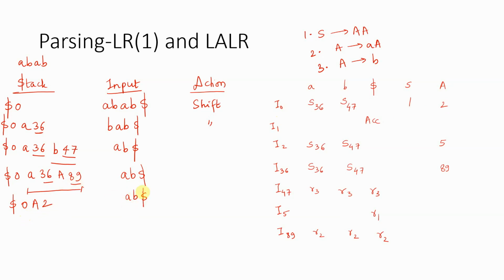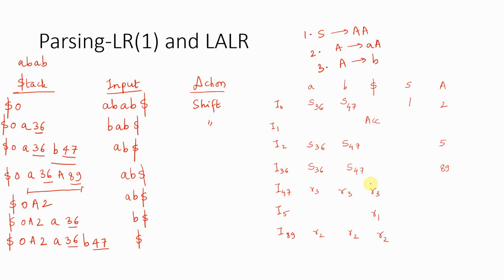Okay, then 2 on A. 2 on A gives you S36. So again a shift operation, 0A, 2, shift this A and write the next state, that is 36 B $. Then 36 on B. 36 on B is again a shift operation. So I'll shift B and write the next state. So $0A 2 A 36, shift B and write the next state, that is 47, and $ will come. Okay, then 47 on $.